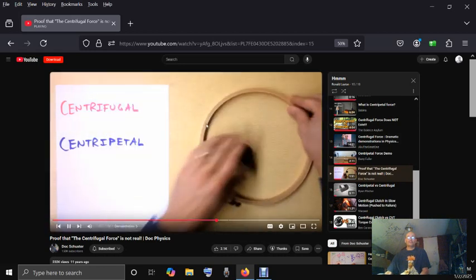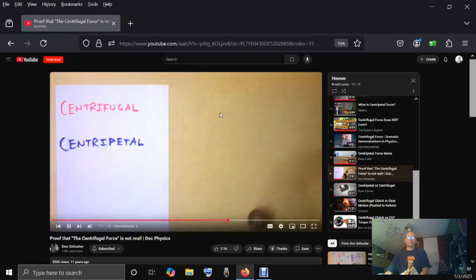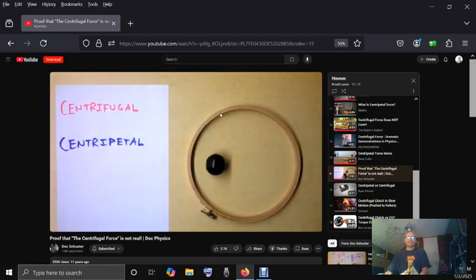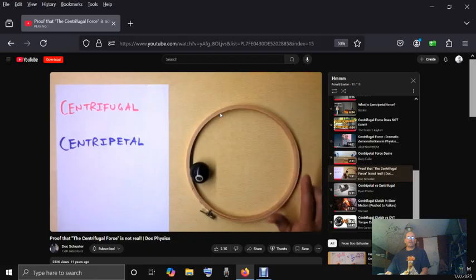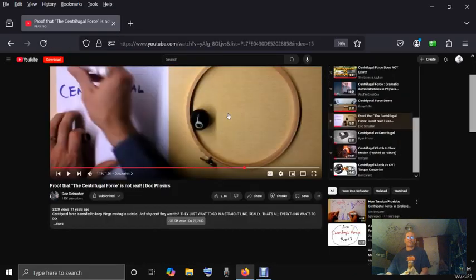Oh, what? It wants to go in a straight what? In a straight line. Why does it want to do that? Because you remove the circular path. Why does everything want to do what it has been doing? This is Newton's first law.